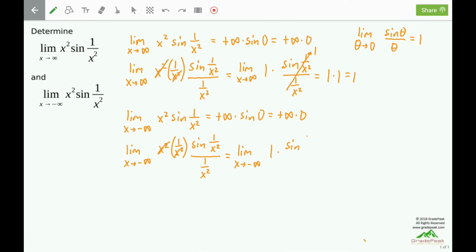Times the sine of 1 over x squared over 1 over x squared. 1 over x squared goes to 0 as x approaches negative infinity, and sine is phase matched here, so it follows the identity, and it will limit to a 1. The result is 1 times 1, which equals 1. And there's the results of the two different limits.